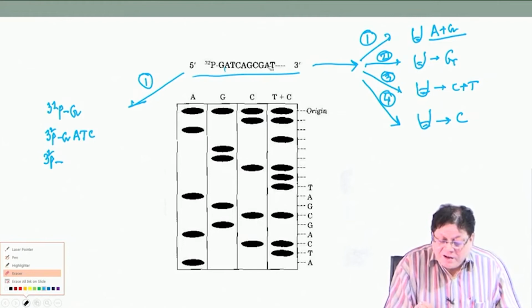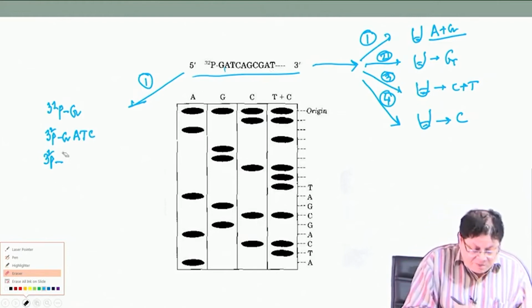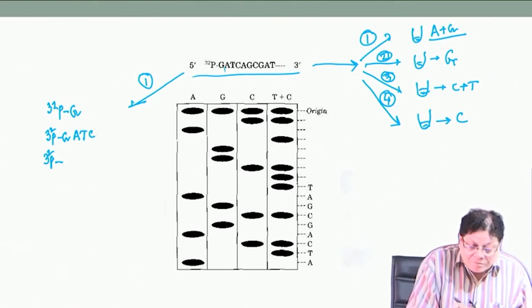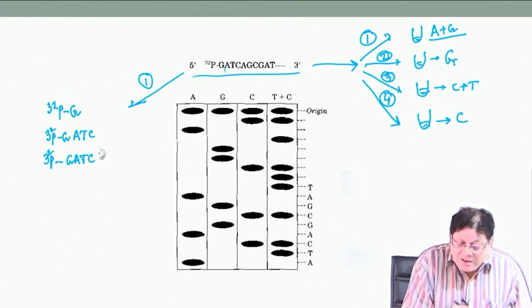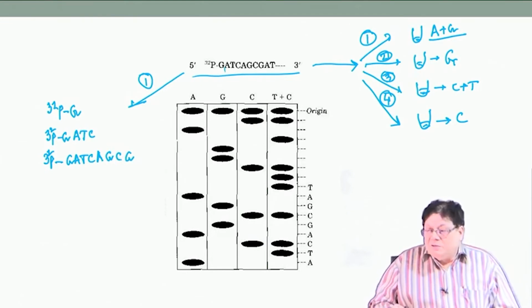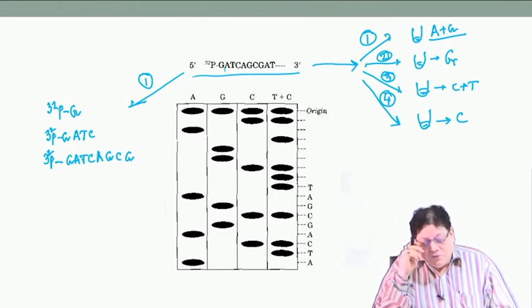there is another A here. So you will get GATC, A, sorry, A G C G. So these are the three pieces from cleavage of A.